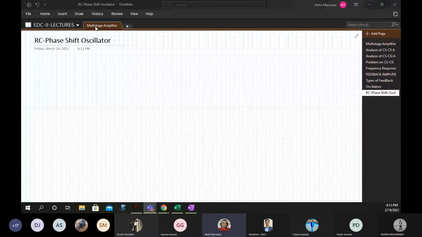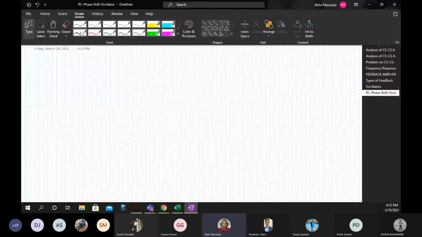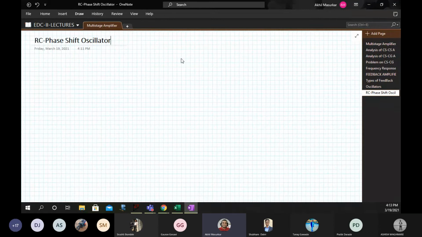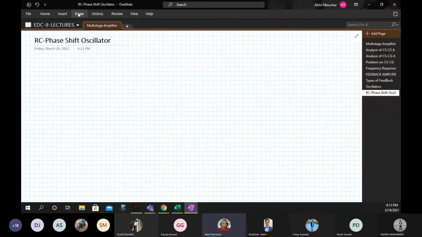Okay, so let us start. Today we are going to see the first kind of oscillator, which is going to be an RC phase shift oscillator. First we will do the BJT based oscillator, and probably next time we will do a MOSFET based oscillator. So let us start drawing that.